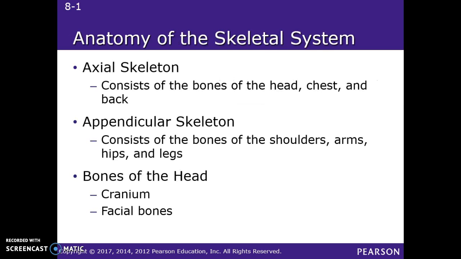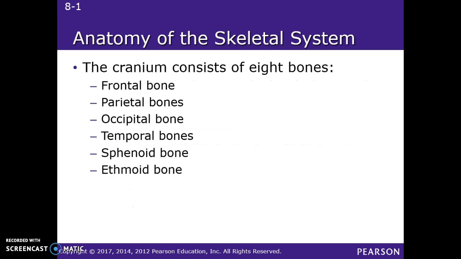So let's look first at the axial skeleton. That's what we think of when we think of the skeleton. We think of the bones of the head, the bones of the chest, the bones of the back. We add to that the appendicular skeleton, which is the shoulders, arms, hips, and legs. And then the head, the bones of the head, the cranium, the facial bones, and things like that. So when we put all of those together, that comprises the skeletal system.